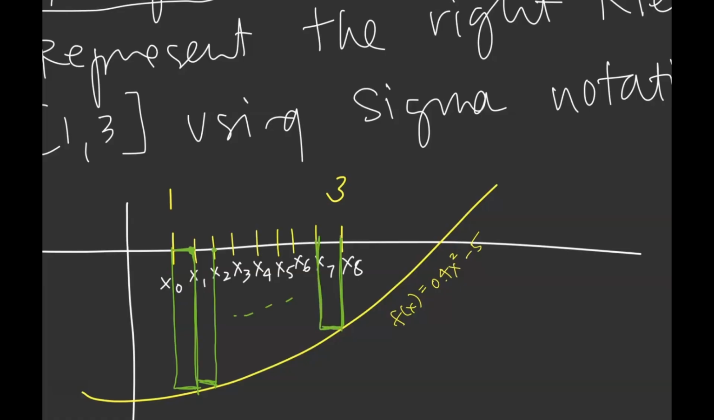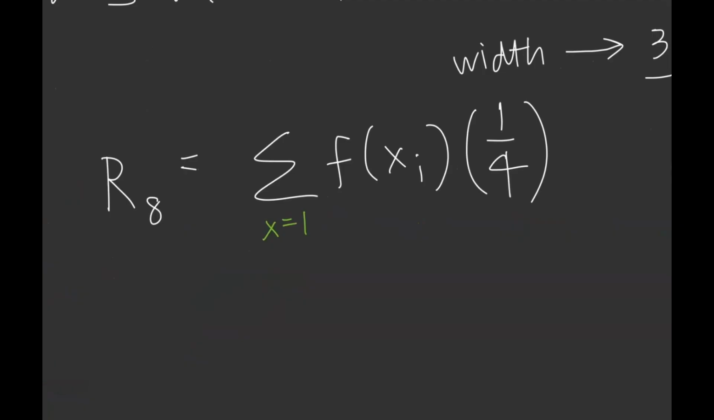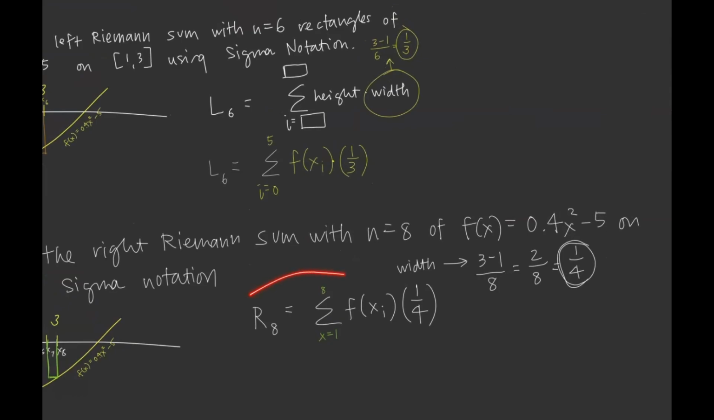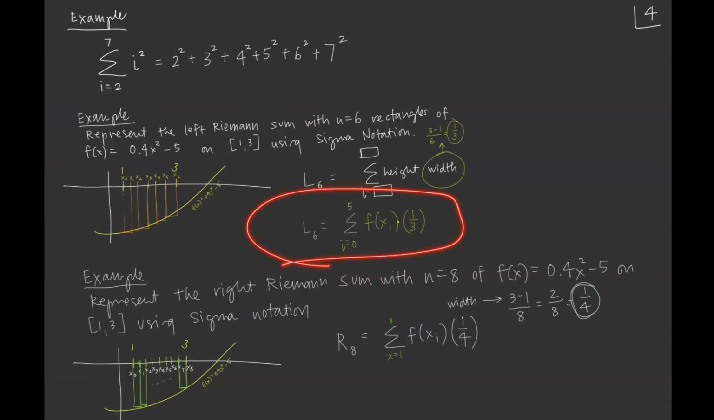For a right-hand Riemann sum, we always have to use the right part of the rectangle, the right endpoint of the rectangle. And so we never actually use x0 as a height for a rectangle. It's just all the other guys, x1 to x8. And so this is how the Riemann sum would be represented in sigma notation. So just note the differences between this guy and this guy.